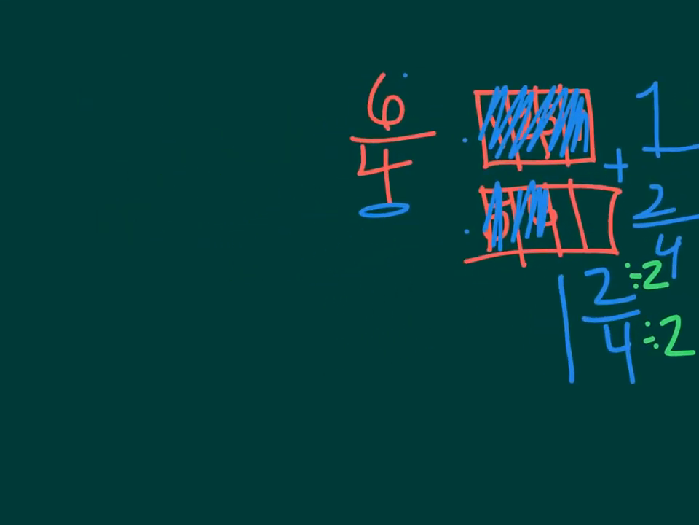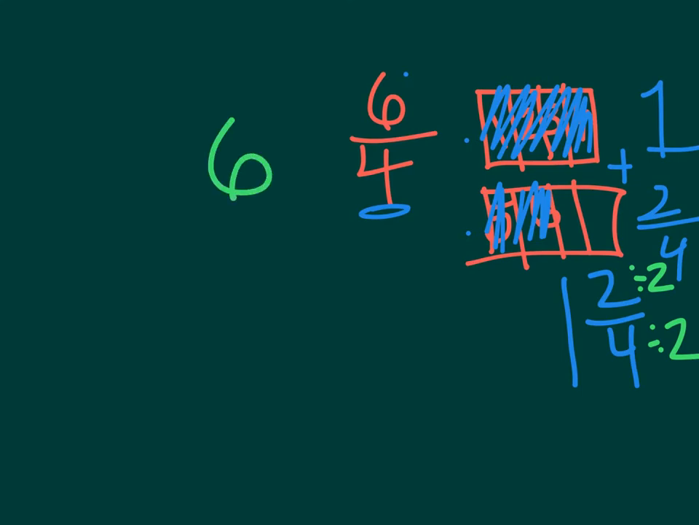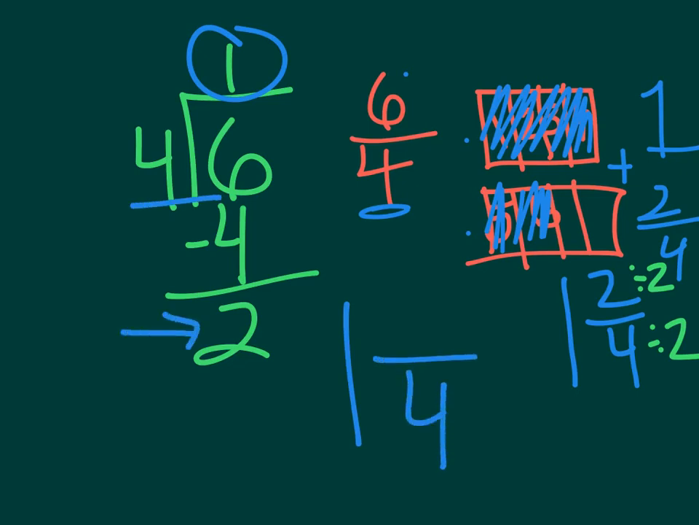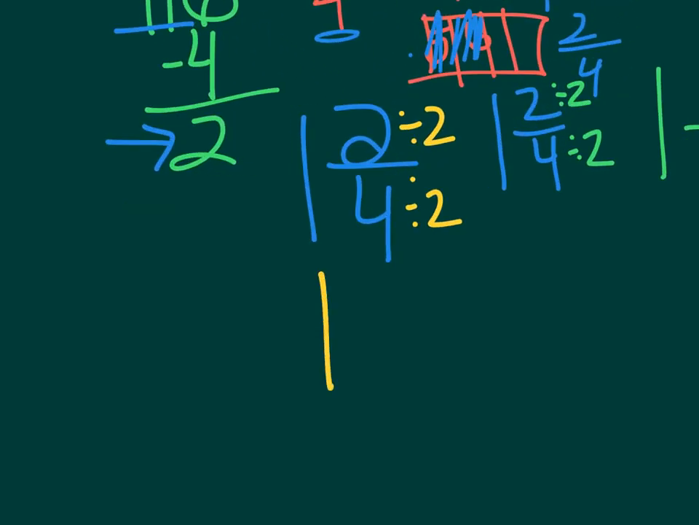If I was to do it the old-fashioned way, like I showed you, divide 6 by 4, that goes once. 1 times 4 is 4. Subtract, 2. Here I have my numbers again. Remember, whole number, denominator, numerator. Same thing, 1 and 2/4. And of course, just like I did last time, I would reduce that. Divide by 2, divide by 2. And I would get 1 and 1/2.